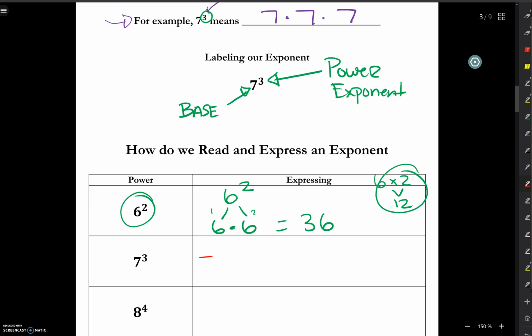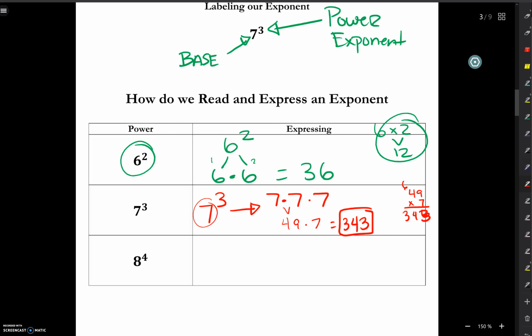The next one, 7 to the power of 3. What does this mean? It means 7 times 7 times 7. So it means 7, 3 times. 7 times 7 is 49, times another 7 equals, and I have to come over here and solve it. 7 times 7 is 49, 28, 29, 30, 31, 32, 33, 34. So it would equal 343. It doesn't equal 21.